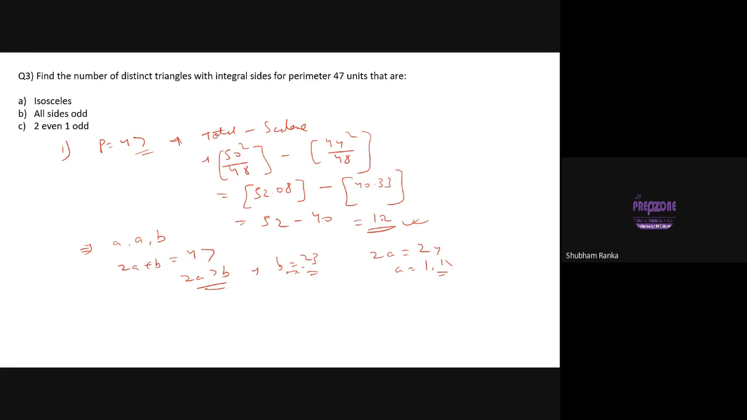In case you don't want to remember the formula, this is another way to calculate the isosceles triangles: maximum B can be 23, so 2A can go up to 24, so A can go up to 12. But the formula is useful. Right, so this is part A of the problem. Now, in terms of parts B and C.